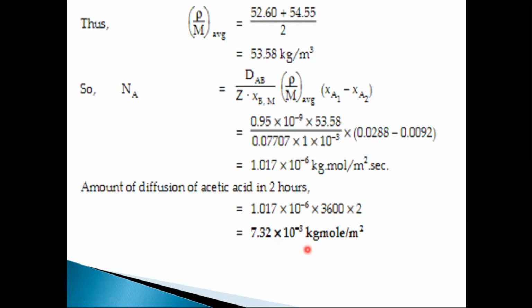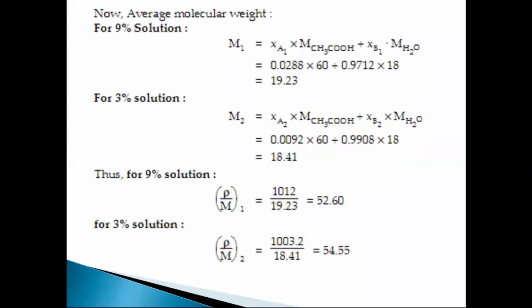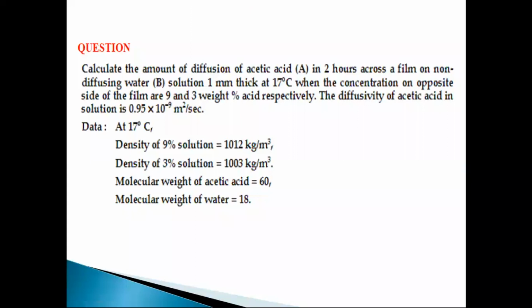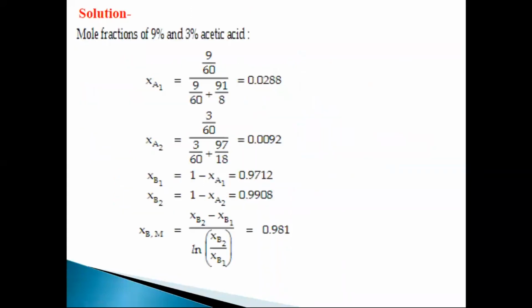So this is all about the second unit. We have completed the second unit here. We will quickly revise this numerical because it is very important and can be asked for 7 marks in your GTU exam or MSc exam. To solve this numerical, the most important thing is to find the mole fractions of 9% and 3% acetic acid.